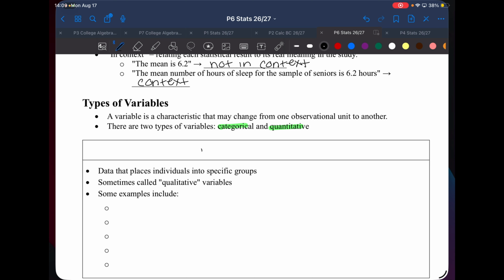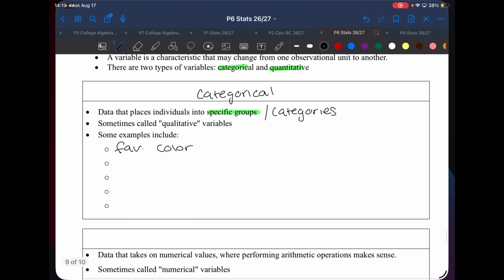Okay, the first one, categorical, is data that is placed into specific groups, or in other words, categories. So an example of that would be the example I just gave, favorite color. This means that your data that you're collecting is not necessarily a number. Okay? It could be an object that has different answers within it. So color can have different answers, blue, green, red, purple, etc. Okay, group 1. What would be another example of categorical?